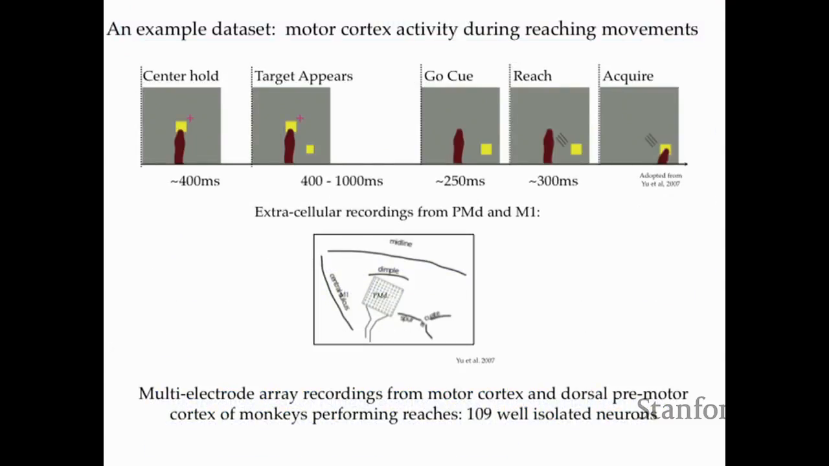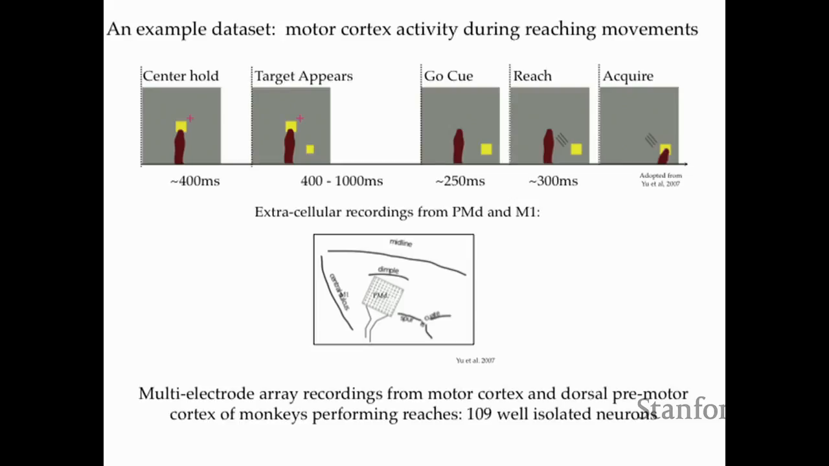So here's an example of a neuroscience experiment. This is the type of experiment from which we'll be analyzing data. This is data from Krishna Shenoy's lab here at Stanford, and he studies motor control. The types of experiments he does involve watching monkeys move their arms, recording from the motor cortex of the monkey, and trying to relate neural activity to behavior.